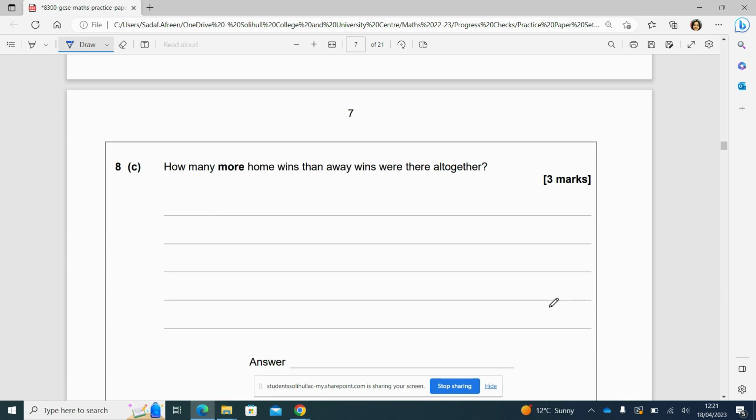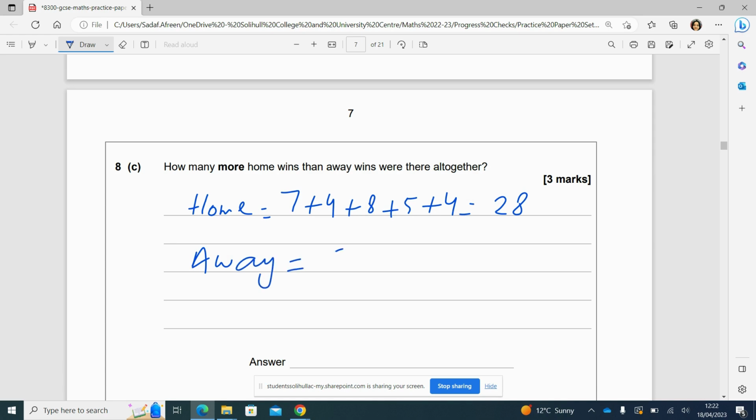Okay, part C says how many more home wins than away wins were there altogether. So for home wins, you just need to add the home wins together: 7 plus 4 plus 8 plus 5 plus 4, which is 28 home wins altogether. And away wins are 6 plus 5 plus 4 plus 6 plus 1, which is 22 wins altogether. It says how many more home wins than away wins. So we need to do 28 take away 22, which gives you 6.